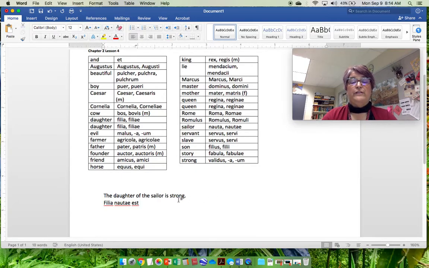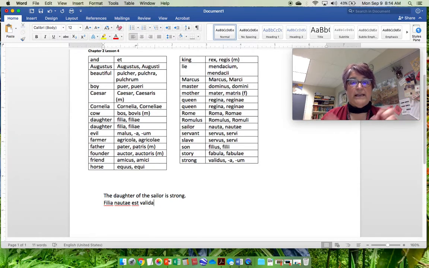Remember, we have learned that after the word is, the noun or adjective that comes after it must be the same as the subject, which is daughter. That means that it will be in the nominative form, and because daughter is feminine, I am going to make the word strong end with the letter A, just like daughter does.